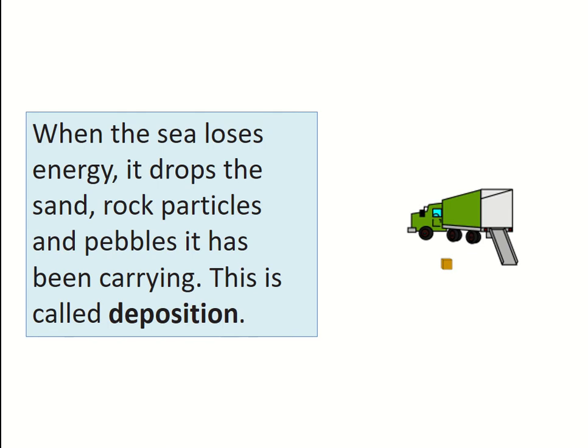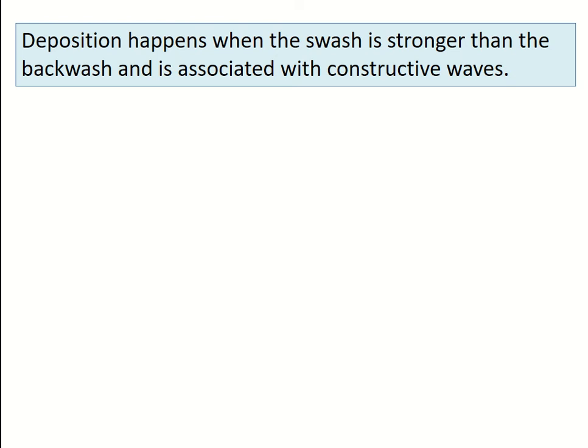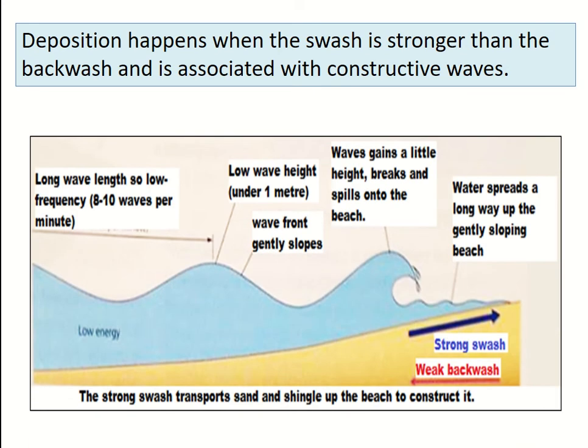Well, deposition is when the sea loses energy. And when it loses that energy, it drops the sand, rock, and pebbles it has been carrying. And this causes deposition. Okay, so when the sea loses energy, it drops the sand, rock, and pebbles it's been carrying, and this causes deposition. And deposition only ever happens when the swash is stronger than the backwash. And we know from our first lesson of this unit that is therefore associated with our constructive waves.